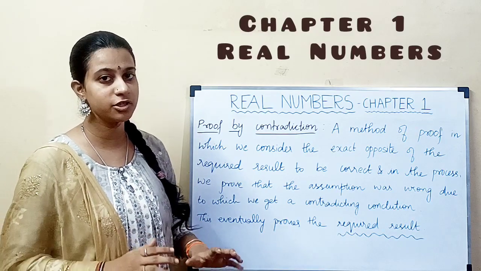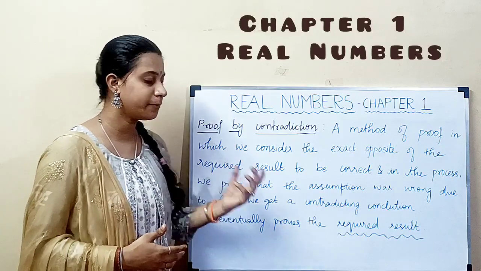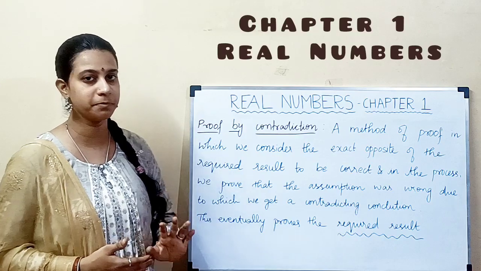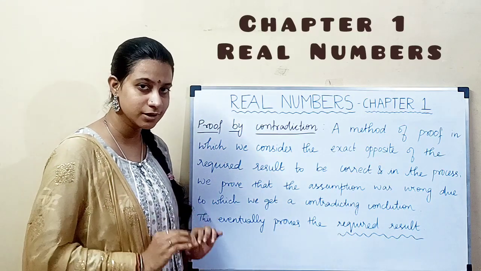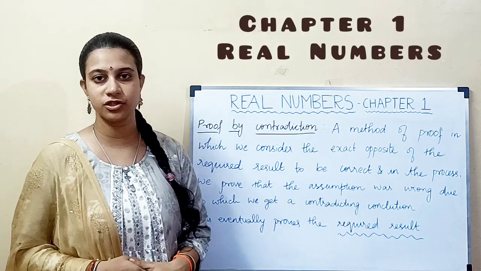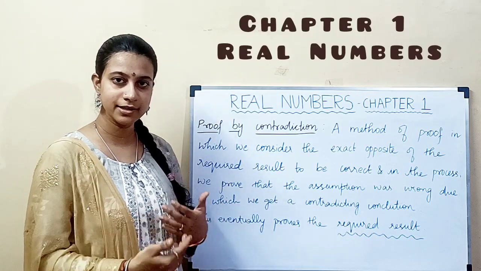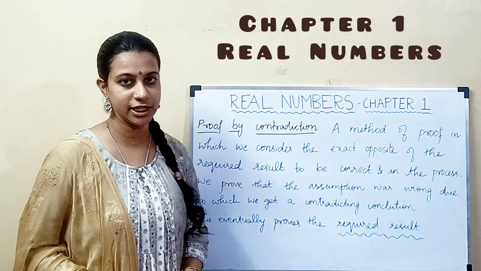In this way, eventually we will prove the required result. This type of proof is called proof by contradiction method, or simply proof by contradiction. Mainly, we are going to use this method for proving irrational numbers. In the upcoming exercise 1.2, we will get certain numbers as questions which we will have to prove as irrational.